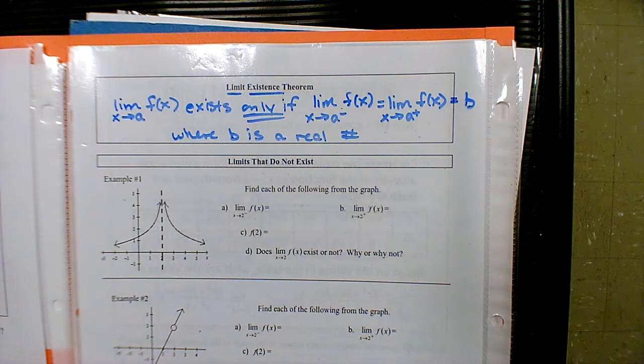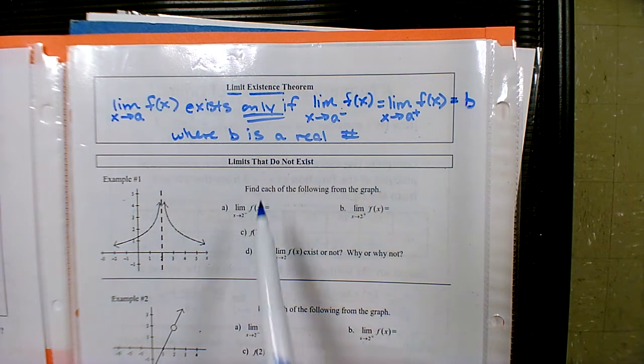So graphically speaking, if you were to trace your graph from the left and you were to trace your graph from the right, if they look like they're going to be matching up, the limit exists. If they don't, we say does not exist. They have to be matching up. So let's take a look at our first graph here.